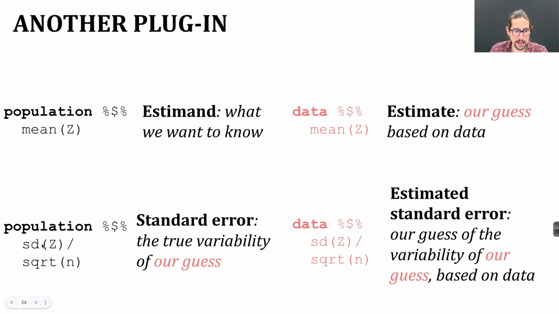Now we can't get at this because we don't have the population data, but we do have the sample data, and we're just going to do the same thing. We're just going to take the standard deviation of z, but in the sample that we get, and divide that by the square root of n, and that's going to be our guess of what this thing is. So one of the key points here, which I'm going to get into again, is that this is an estimand. This is the estimand that we care about, but this is also an estimand, it turns out. It's just a different estimand. It's the estimand relating to the variability of our guess of this estimand, and then we have another estimate of this estimand.